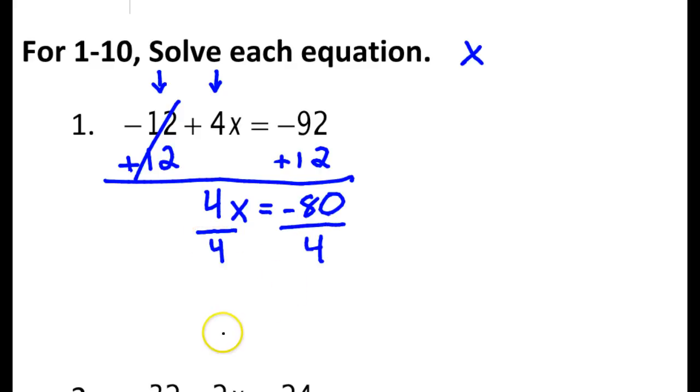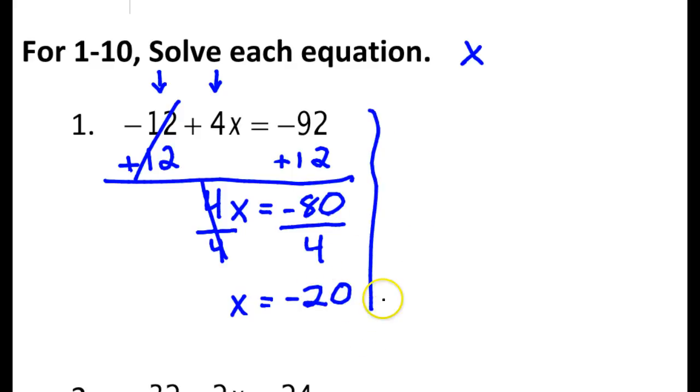So we can divide by 4 on both sides, or multiply by 1/4 on both sides. It means the same thing. In either case, our goal here is to get a 1. So 4 divided by 4 is 1. So we have 1x equals negative 20. And there is a way to check your answers. I'll do it on this one only, but you can do it on every equation just to make sure your answer is correct.